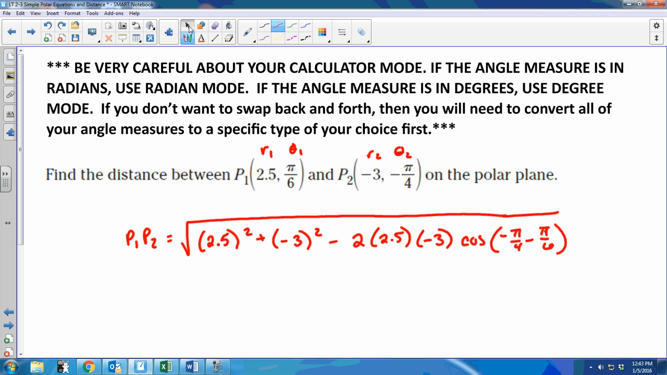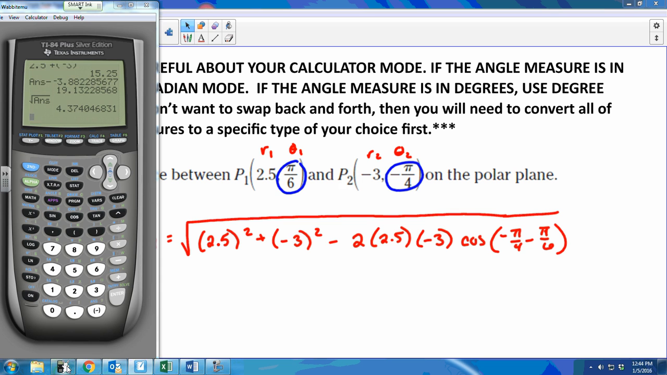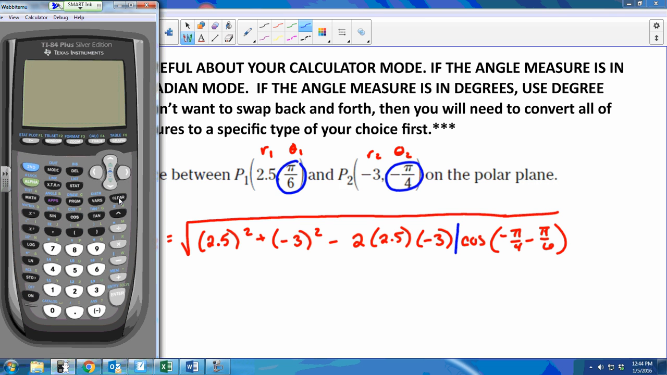Alright? Now, I am doing this in radians because I have radian measures. If you don't want to do it in radians, you could have changed these to degrees first, and the same thing. Alright, so first thing I'm going to do is I'm going to focus on this part. In my calculator, it takes forever for me to type things, so I'm going to go ahead and just do the difference in the two radians first. So negative pi divided by 4 minus pi divided by 6.